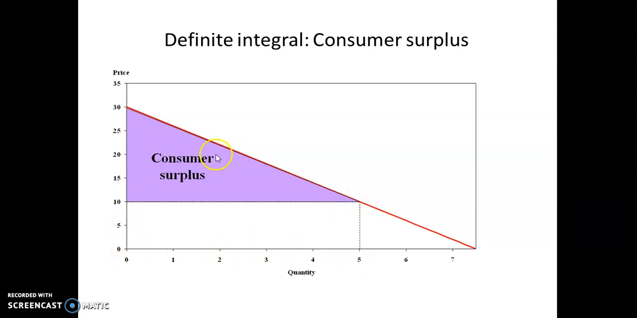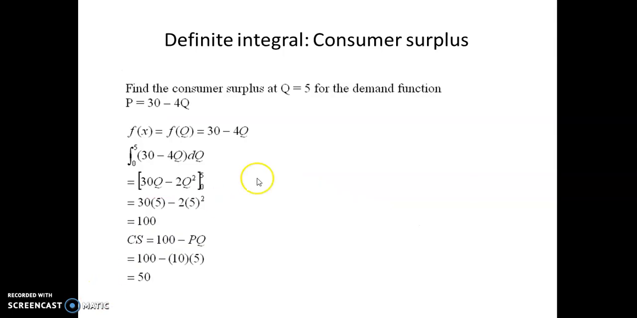However, for consumer surplus, we only want this portion. So we need to take the entire area and then subtract this bottom area, so that what you're left with is consumer surplus. So now let's go back to the calculation.